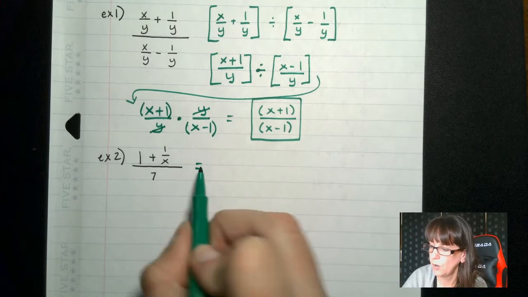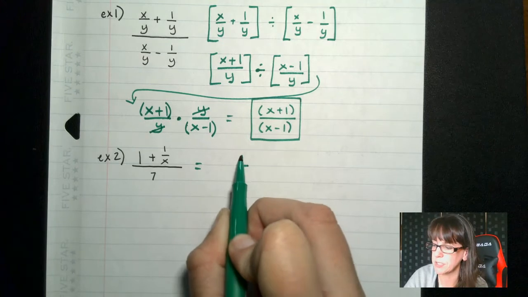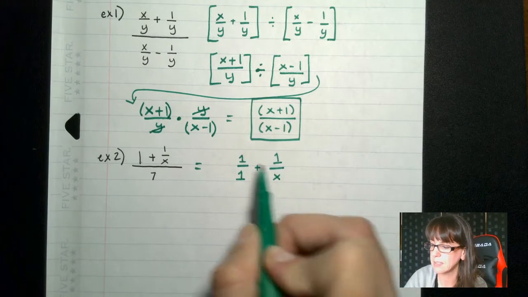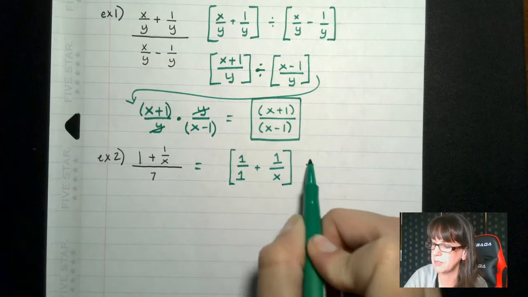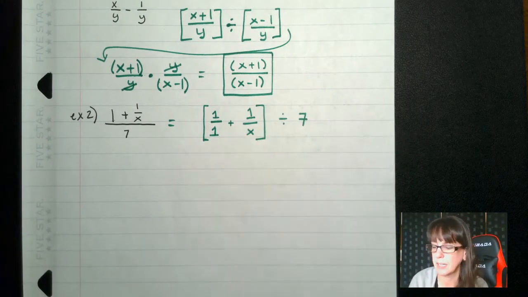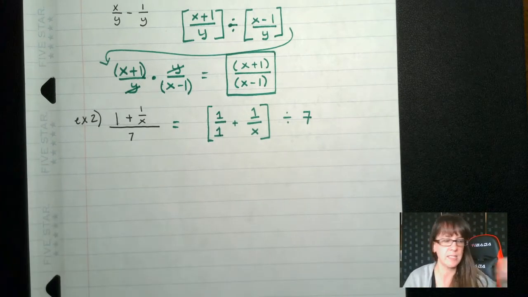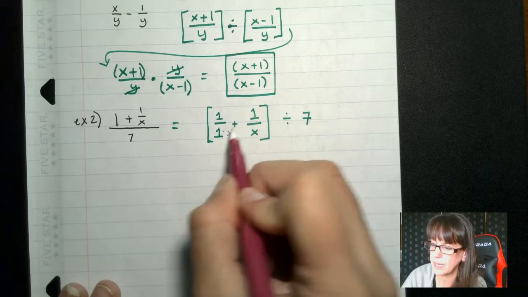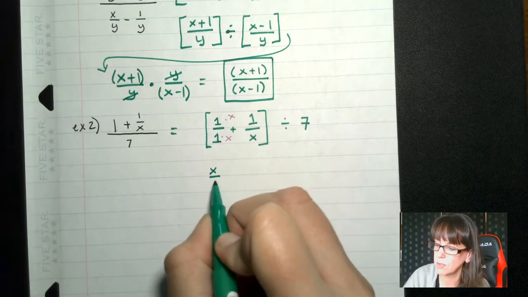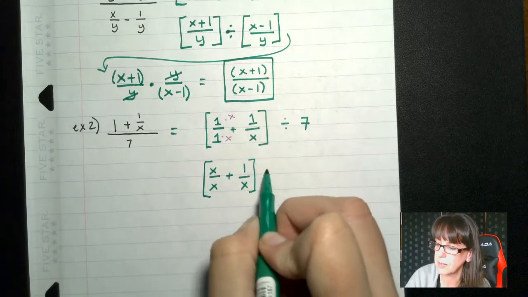So we have 1, and I'm going to turn it into a fraction since we're dealing with fractions here. So 1 over 1, plus 1 over x. All that garbage is divided by 7. Let's deal with our numerator first. I need a common denominator, and my common denominator is 1 times x, or just x. If it helps, you can see it in a second color. I'm going to multiply this by x, this times x. Now what I get is 1x, or just x, over x plus 1 over x. All that garbage divided by 7.